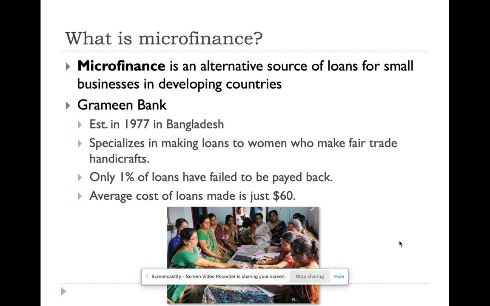Places like Kiva, an organization called Kiva, is another way that you can do microloans. Right, it'll help you do that.